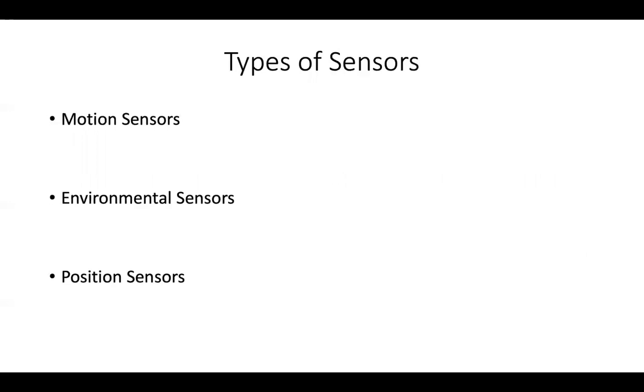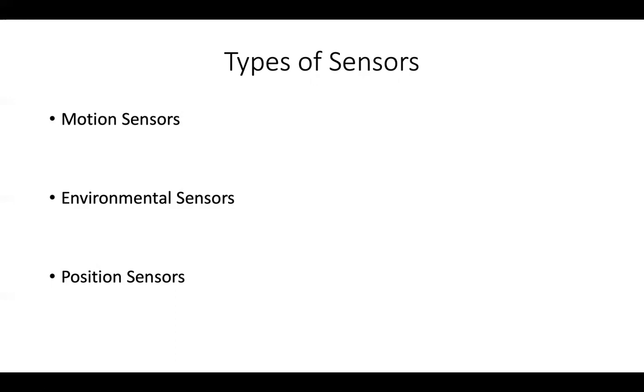There are some basic types of sensors we have. One is motion sensors, next is environmental sensors, and then position sensors. We'll see one after the other. The first one is the motion sensors. These sensors generally measure acceleration forces and rotational forces along three axes. What are the three axes? The x-axis, y-axis, and z-axis. This category includes accelerometers, gravity sensors, and gyroscopes.